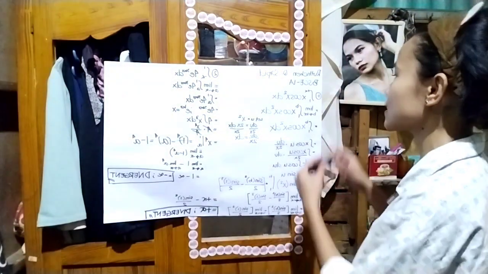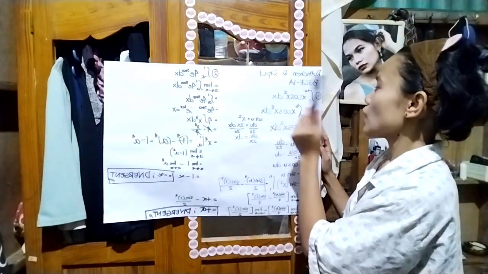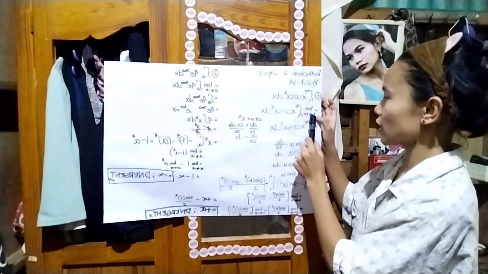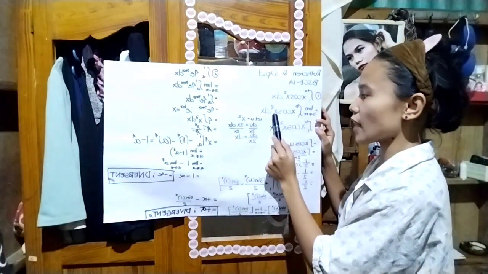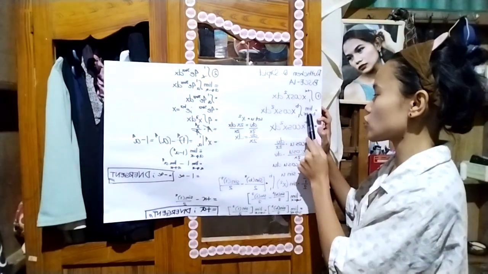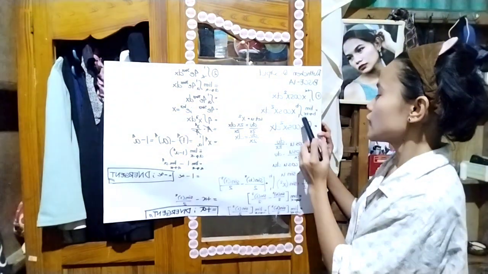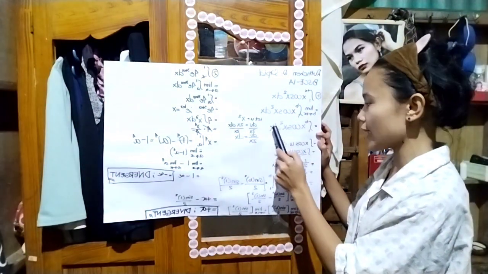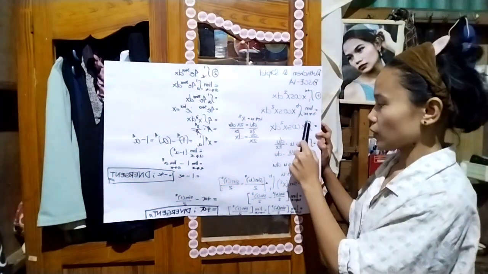So the given is the integral of x cosine x squared dx with the limits from 1 to positive infinity. So we set it up as a limit: the limit of the integral of x cosine x squared dx from 1 to b, such that b approaches positive infinity. So the function is the integral of x cosine x squared dx with the limit from 1 to b.